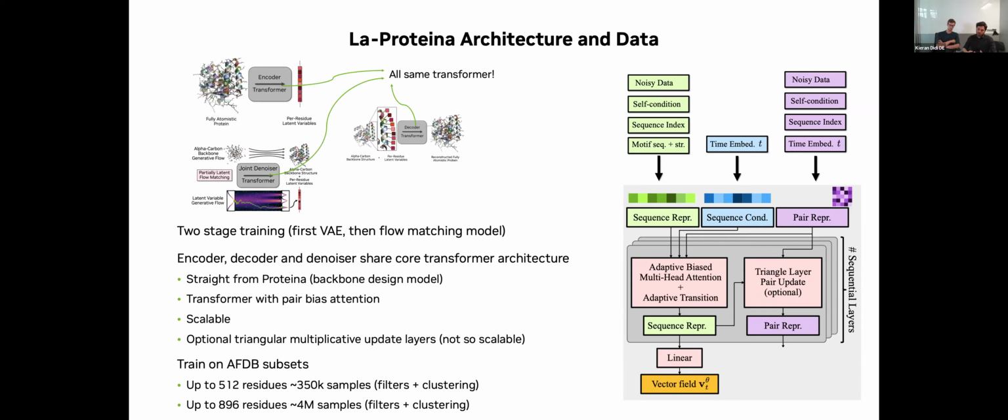And finally, we train a few different models. First, we train up to 500 residues using 350,000 samples from the FDB. And second, we train a model to produce longer length proteins, up to 800 residues, using a custom subset of the FDB consisting of roughly 4 million samples.